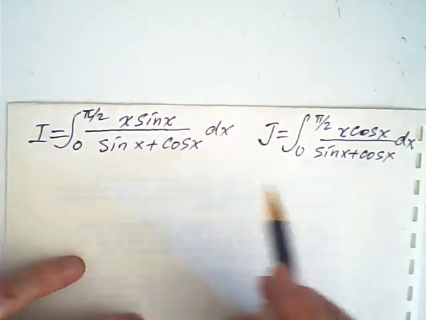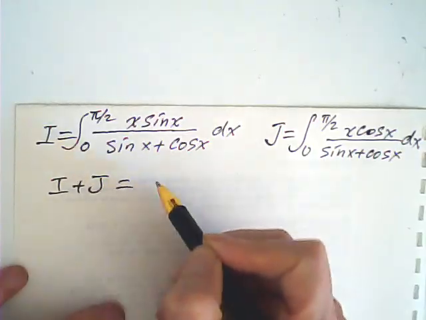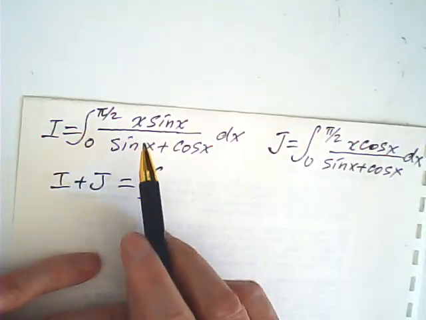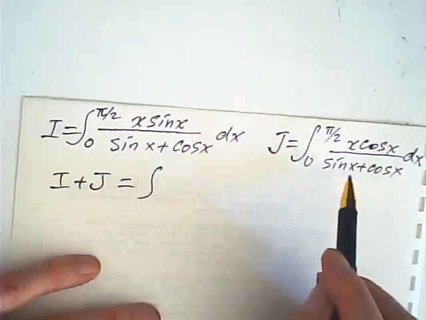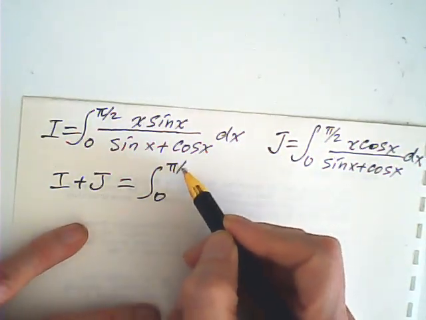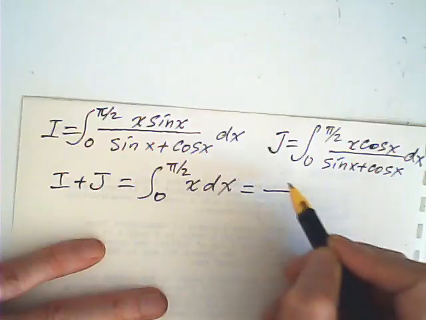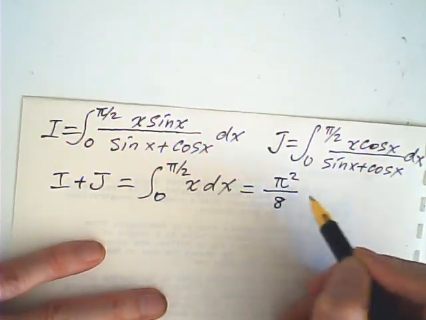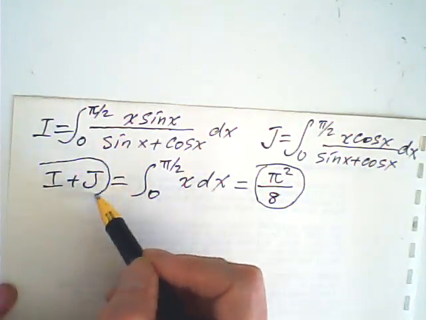All right. Then I plus J. It is obvious that you have a common factor, and the numerator will cancel out the denominator, so it's equal to x dx. So that integral is easy, pi square over 8. So this is my I plus J.